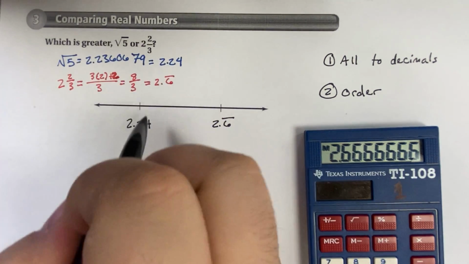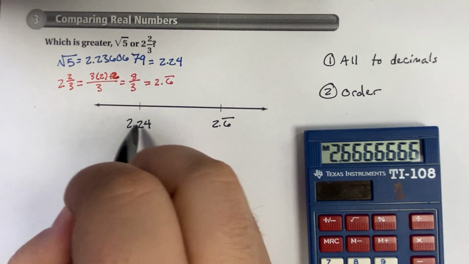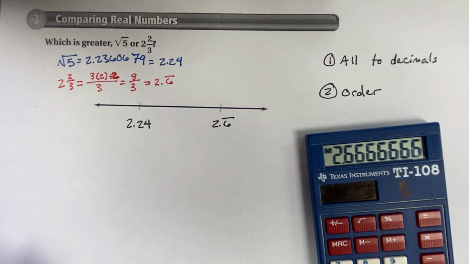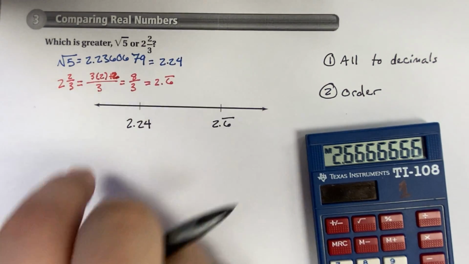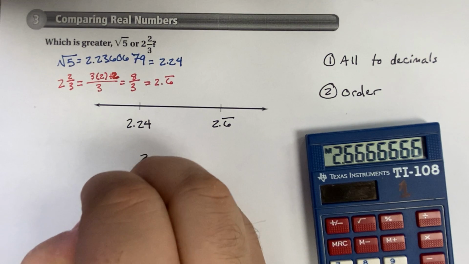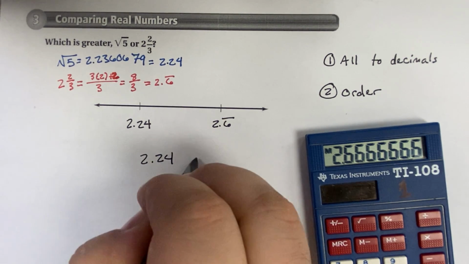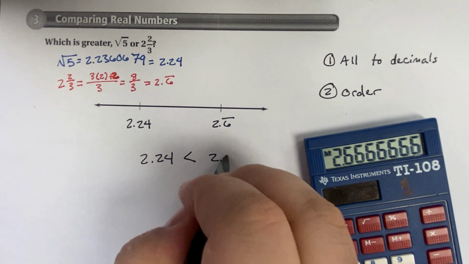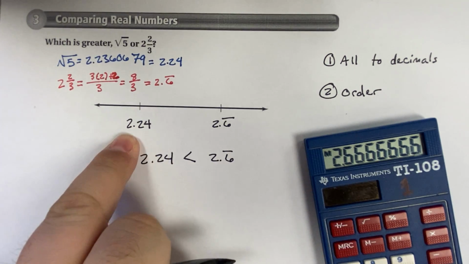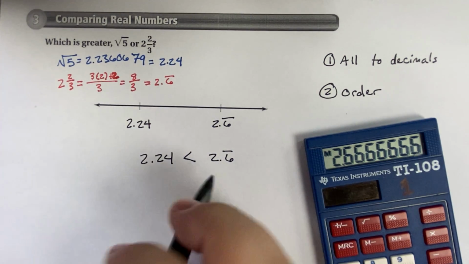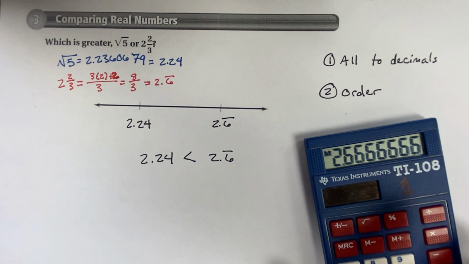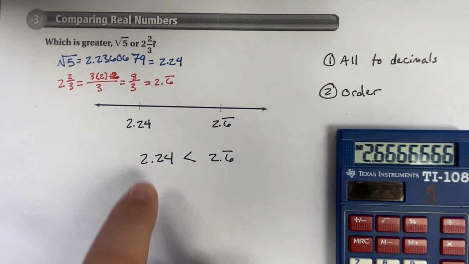So which is greater? Well, we have to now remember what 2.24 and 2.6 repeating were. Now, what would be a true statement is this is less than 2.6, because on this number line, it's less than, it's to the left. Now, this would not be an accurate answer. So you would not receive full points for this answer.